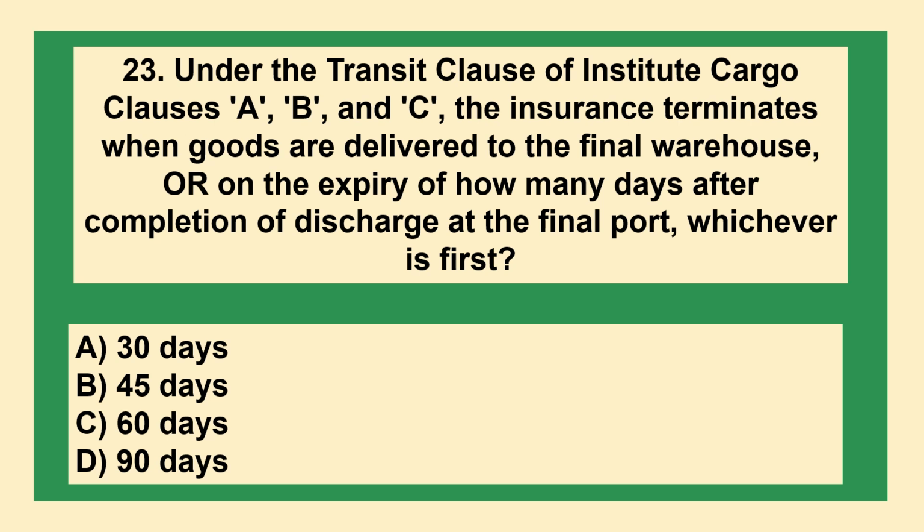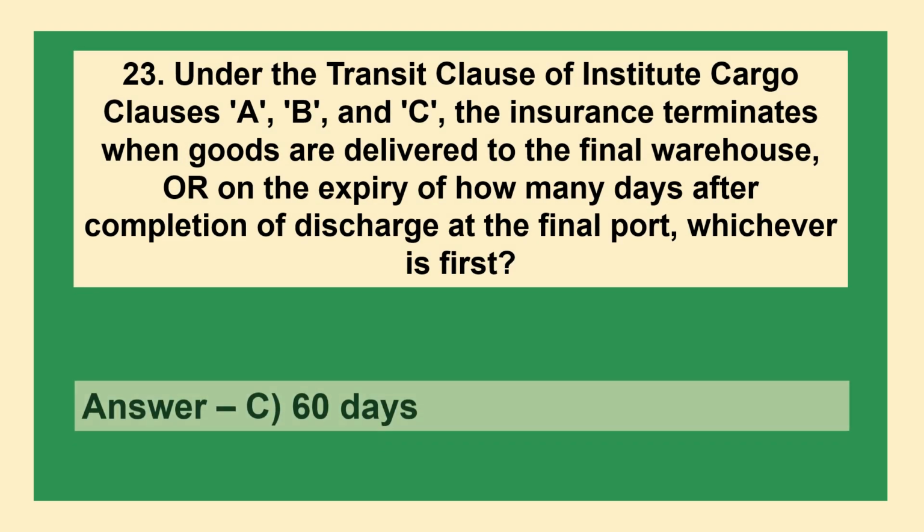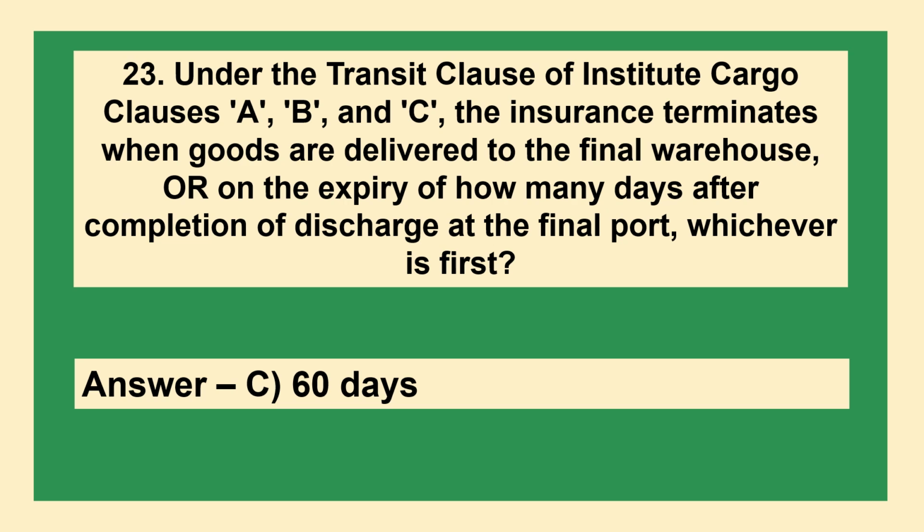Under the transit clause of Institute Cargo Clauses A, B, and C, the insurance terminates when goods are delivered to the final warehouse or on the expiry of how many days after completion of discharge at the final port, whichever is first? Option A, 30 days; option B, 45 days; option C, 60 days; option D, 90 days. The answer is option C, 60 days.